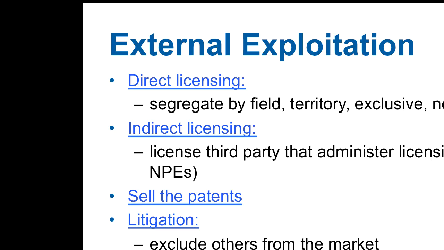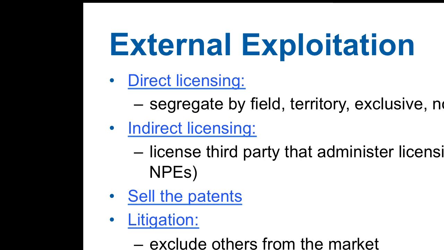So that's direct licensing. Let's go back to these, the external ways you can exploit things. You don't have to sell the product. You have a patent, you can license others to make it. You can split that up by fields, by territories, exclusive, non-exclusive. The broader your patent is, if it crosses over different application areas, if it has automotive applications and aircraft applications, you can split those fields up and license it out into different areas. A very lucrative way to monetize your patent.